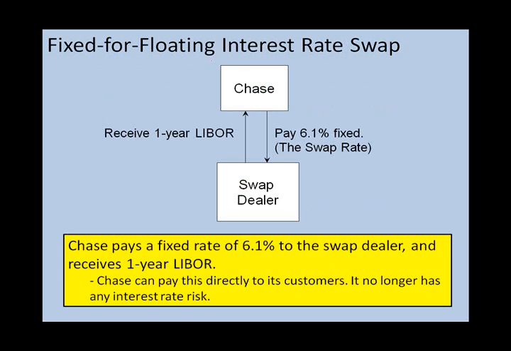So here is the structure of the swap. Chase is going to pay 6.1% to the swap dealer, and in return the swap dealer will pay Chase 1-year LIBOR. The swap rate, which is 6.1%, is calculated by the dealer. This is neat for Chase. Chase only has to pay 6.1% fixed, and in return it receives 1-year LIBOR, which it can pass straight on to its customers. That means Chase no longer has any interest rate risk.